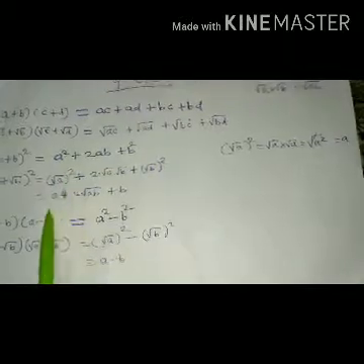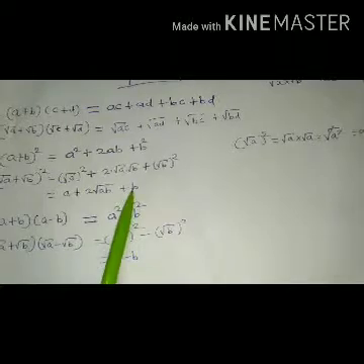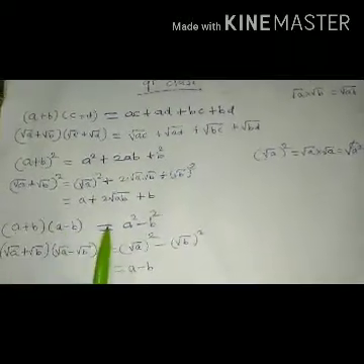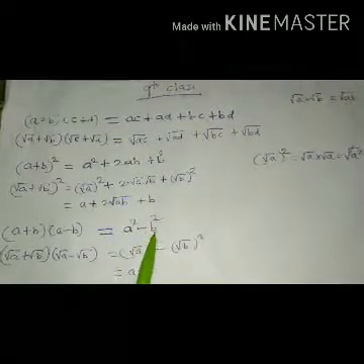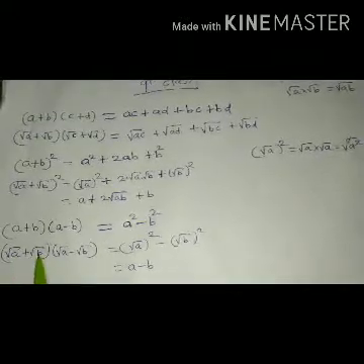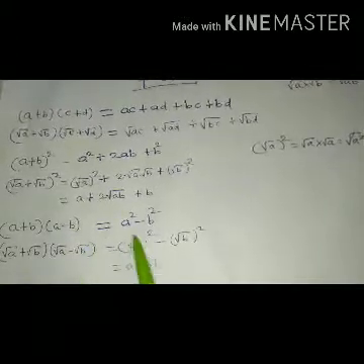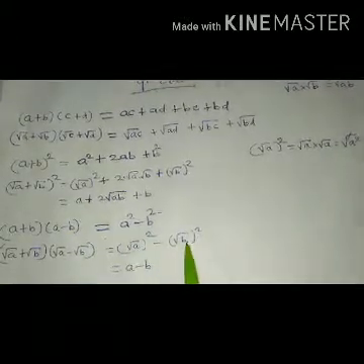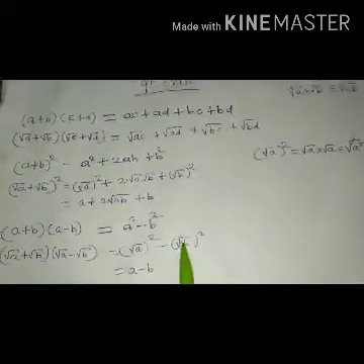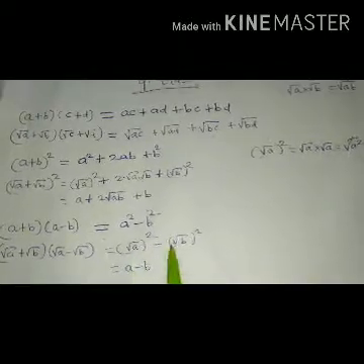Therefore, root a plus root b whole square means a plus 2 root of ab plus b. In the same way, we have the third identity, a plus b into a minus b, which is equal to a square minus b square. Applied to irrational numbers, root a plus root b into root a minus root b is equal to root a whole square minus root b whole square. So the root sign and the 2 get cancelled. Here also the root sign and 2 get cancelled. We are left with a minus b.